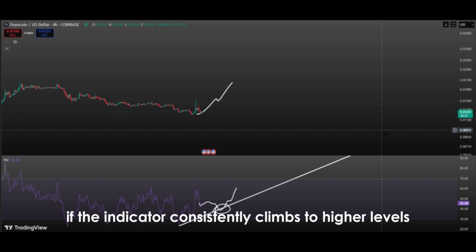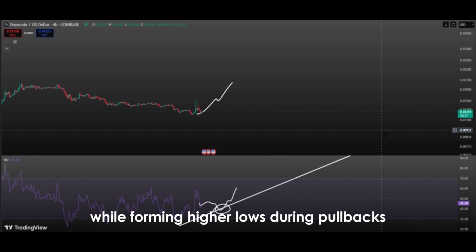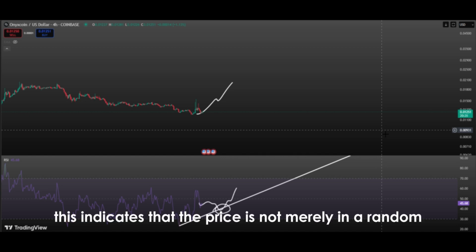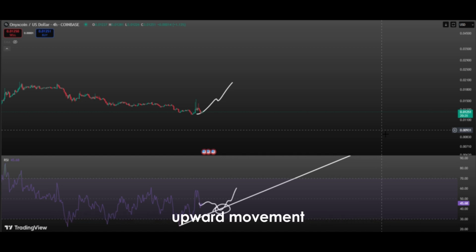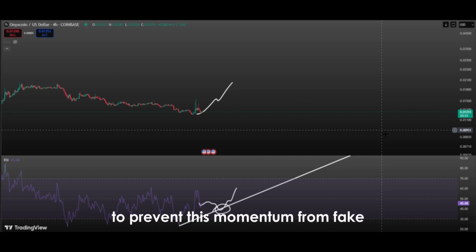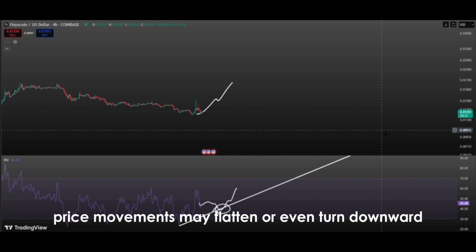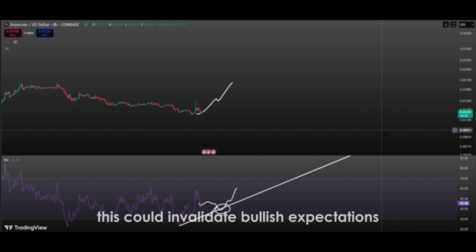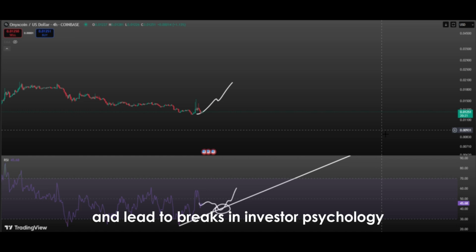If the indicator consistently climbs to higher levels while forming higher lows during pullbacks, this indicates that the price is not merely in a random upward movement, but is instead moving upward with strong momentum. To prevent this momentum from fading, the RSI trend must be maintained. Once momentum is lost, price movements may flatten or even turn downward. This could invalidate bullish expectations and lead to breaks in investor psychology.